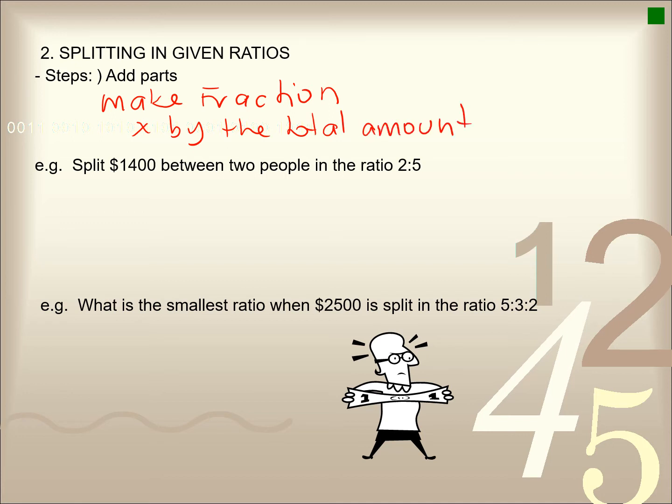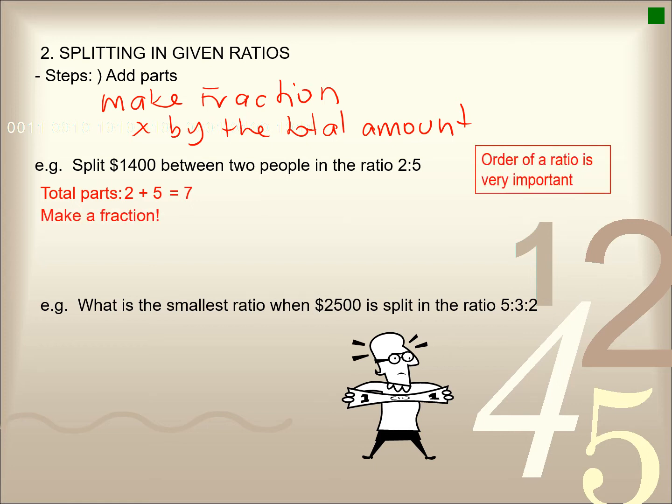Let's have a go with this first one. I'm going to split $1,400 between two people in the ratio 2 to 5. The reason you do this is that if somebody put in more money than somebody else, then they shouldn't get all the money back, if that makes sense. In other words, if I put in $10 and you put in 20, I shouldn't get half of the money back. So the total number of parts here, of course, is 7.